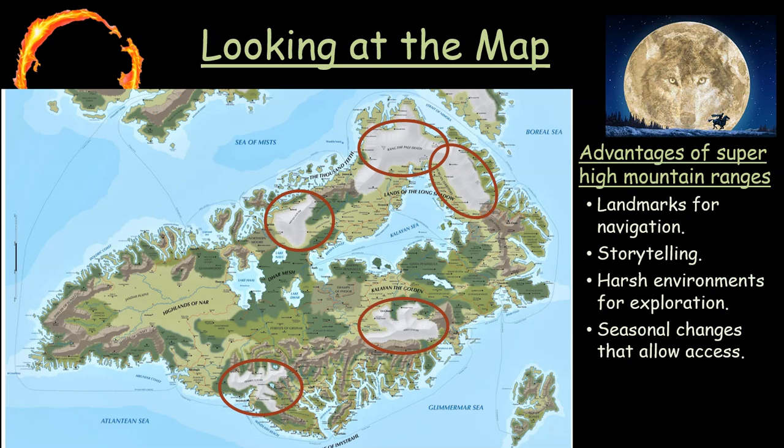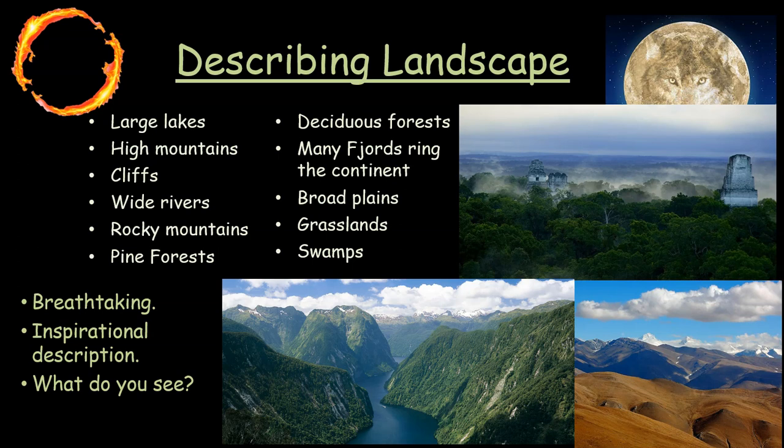You have to wait. So what you really want to do when you're playing the game as a GM is really describe the landscape, because the landscape of Primeval Thule is breathtaking. It's just wide open wilderness. You have old growth forests, large lakes, super high mountains, cliffs, wide rivers, rocky mountains, pine forests. And then you see, down here in the center, the fjords that ring the continent.